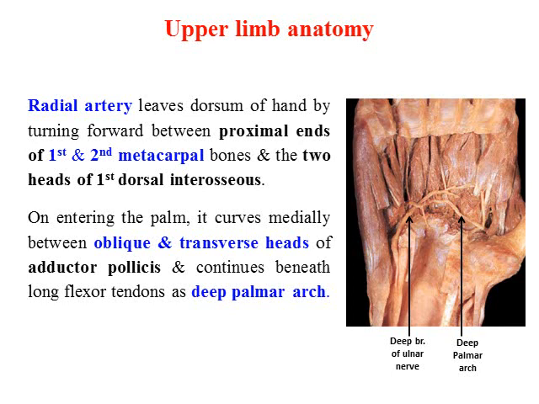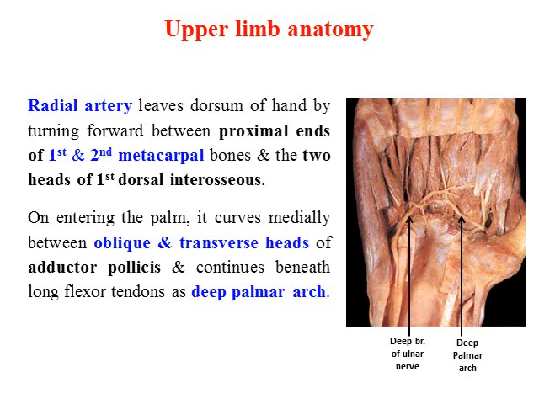Radial artery. We remember from the lecture on the dorsum of the hand, or the posterior compartment of the forearm, that the radial artery crosses the snuffbox and then reaches the dorsum of the hand. Now the radial artery leaves the dorsum of the hand between the two heads of the first dorsal interosseous muscle, between the first and second metacarpal bones.